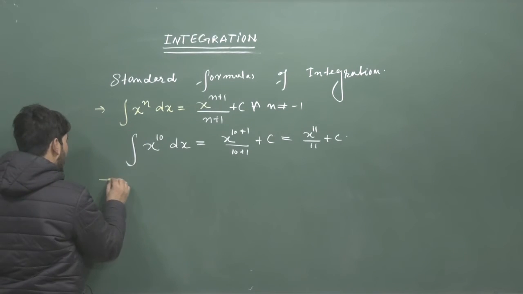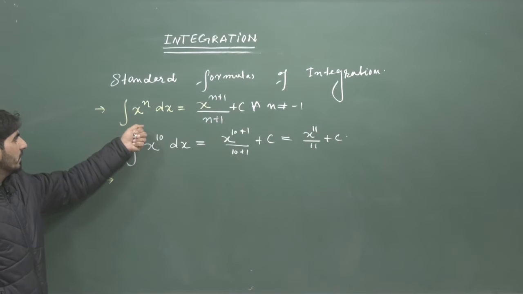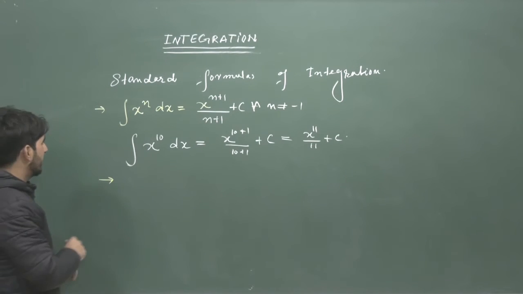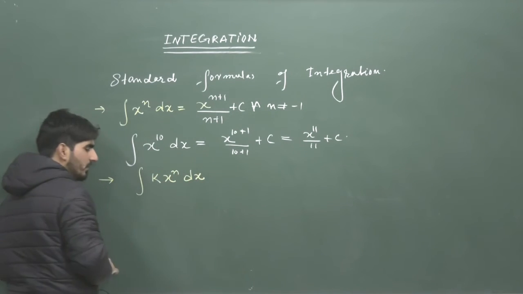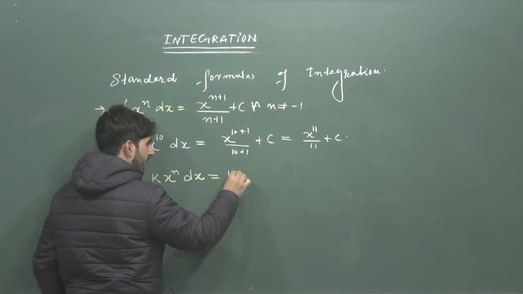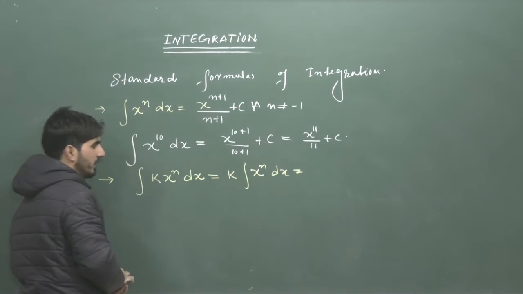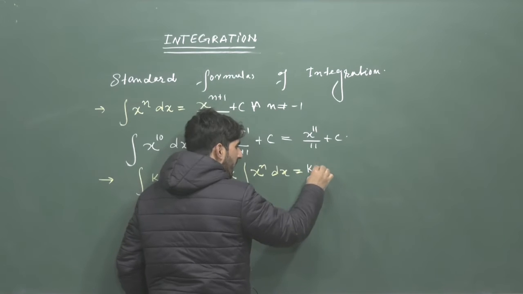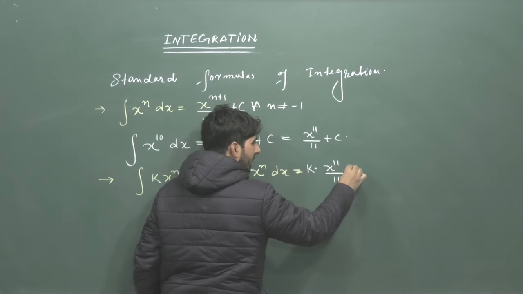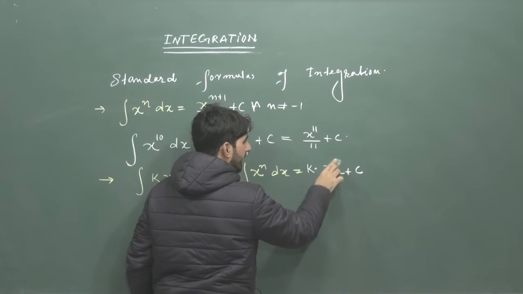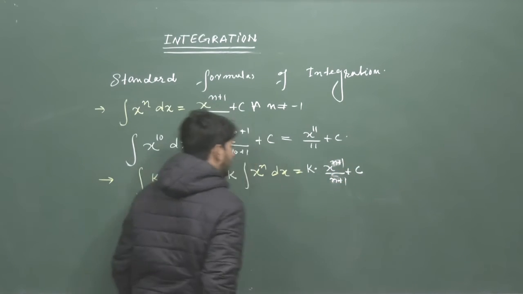So point number 2, this is not actually the point number 2, but this is the sub concept of this x raised to power n, that is integration of k into x raised to power n dx is equal to k into integration of x raised to power n dx, which is equal to k into, what is the integration of x raised to power n? That is x raised to power n plus 1 divided by n plus 1 plus c.